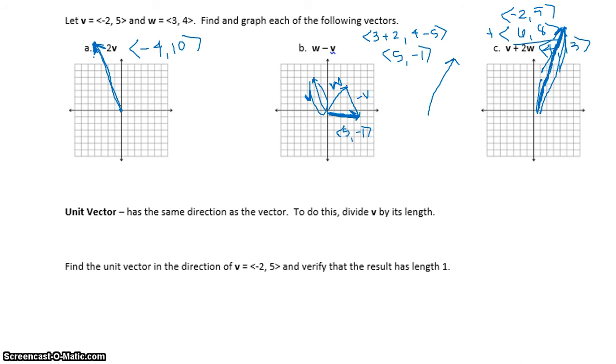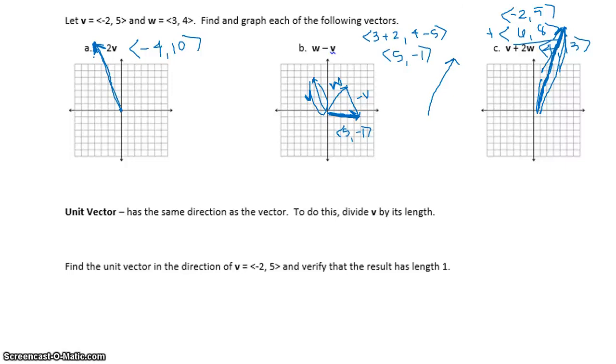Anyways, you can do your vector addition, subtraction, those things by drawing each vector that it says, connecting them end to end, and then just connecting the start to the final finish. Or you could do the actual vector operations and get the component form and then draw that vector.